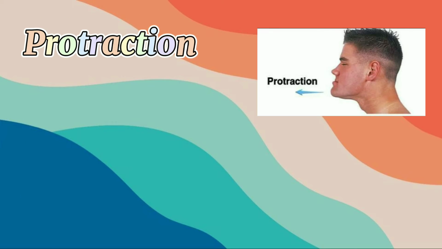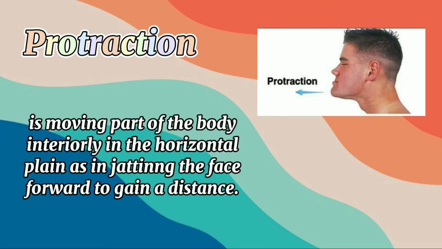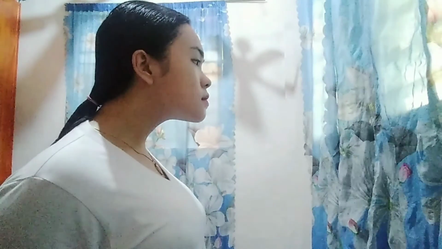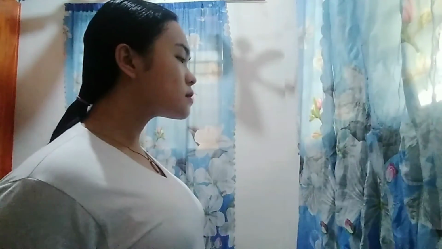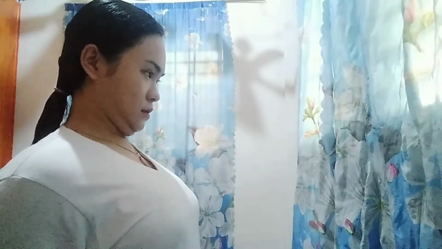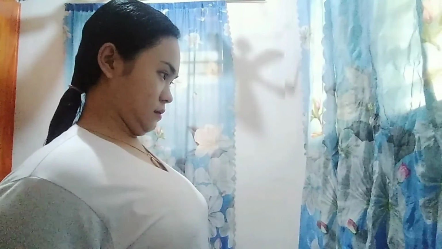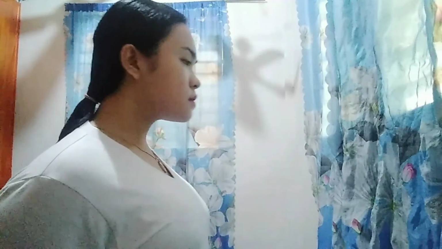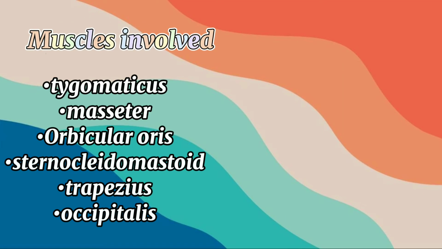The 11th movement is protraction. Protraction is the moving apart of the body anteriorly in the horizontal plane, as in jutting the face forward to gain a distance. Proper execution of protraction and retraction. These are the muscles involved and the bones as well.